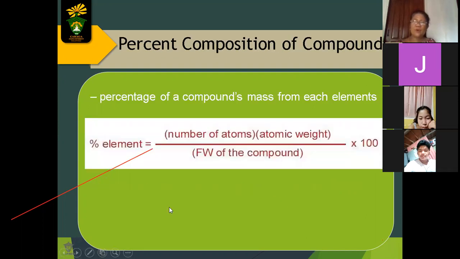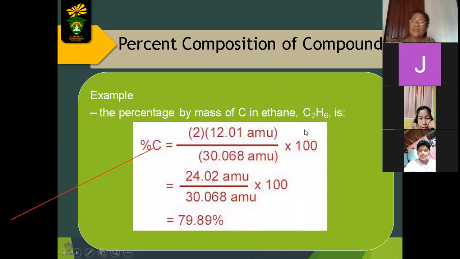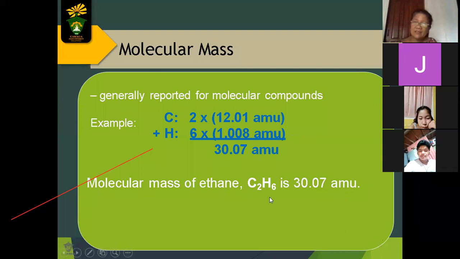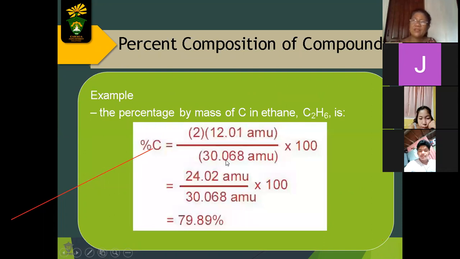For instance here, your ethane in carbon. How many atoms are there in carbon? 2. Then the atomic mass of carbon is 12.01. And we had already computed the formula weight of ethane, 30.07, or 30.068. So divide that, multiply by 100. Therefore, it is 79.89% carbon in ethane.